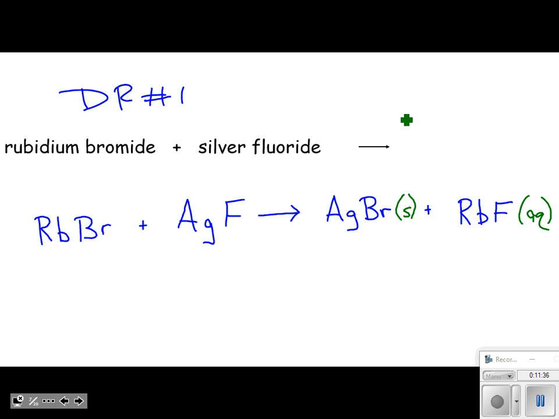Now, if both products are soluble, no reaction. Well, that's not the case. At least one reactant must be soluble and aqueous to have a reaction. We've got that. Use appropriate symbols. We've done that. Now, my final thing, am I balanced? I am. So, we are finished with this double replacement reaction.